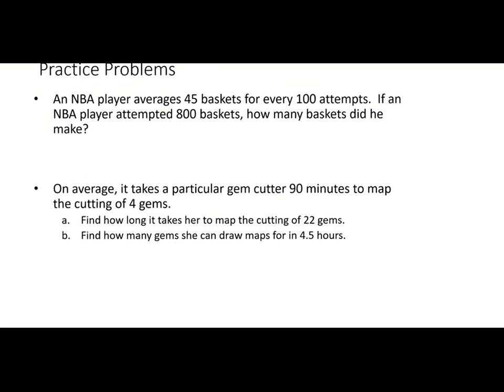Okay, next we are going to look at 3 proportion problems. The first one, we have an NBA player who averages 45 baskets for every 100 attempts. If the NBA player attempted 800 baskets, how many baskets did he make? So we know initially there is an average of 45 baskets for every 100 attempts. And then we want to know if they attempted 800 baskets.